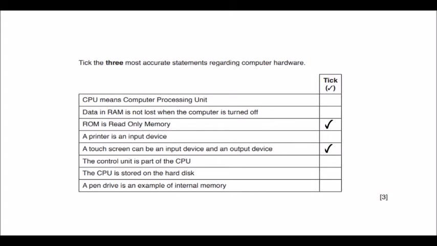A touch screen. I'm going to do a separate video on the remaining chapters, all right? But for now, just know that a touch screen is used as an input as well as an output device. And finally, the control unit is part of the CPU. It's part of the CPU. The remaining options, they are not correct, all right? Next.